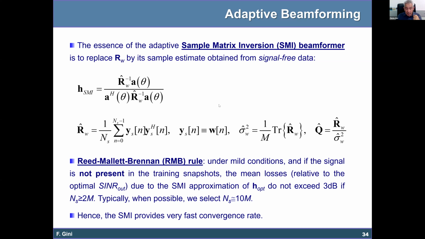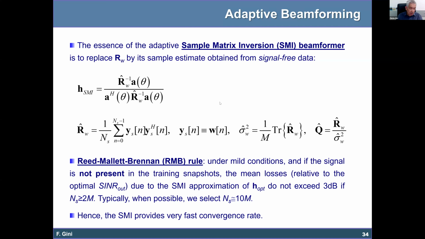Obviously, because the estimate is always affected by an error, there will be a loss in performance, in particular, a loss in terms of signal-to-noise ratio. So the signal-to-noise ratio that we achieve at the output of the beamformer is not the optimal one, so not the one predicted by the formula that we derived before.